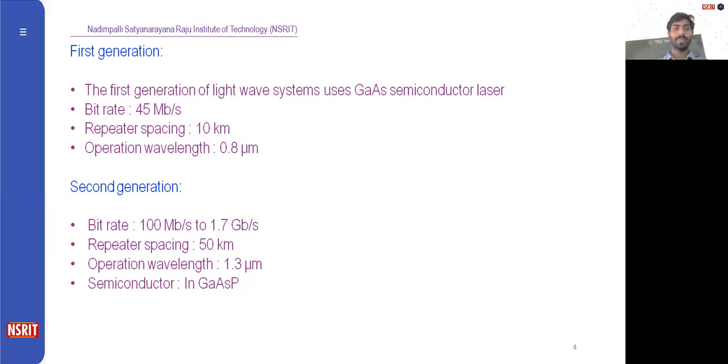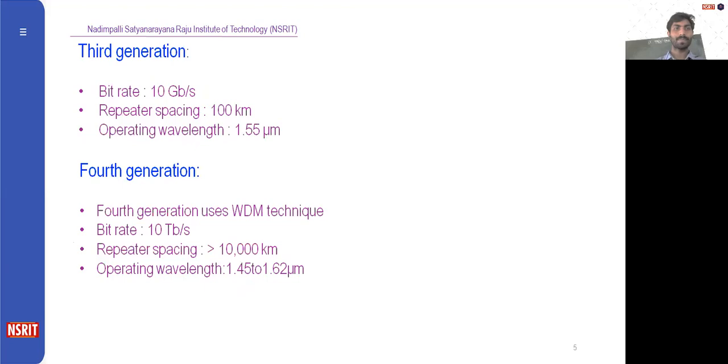Here we can place one repeater at one point and the other repeater can be placed 50 kilometers apart from this. Next, the operating wavelength is varied. That means it became 1.2 micrometers. And the semiconductor laser, which is used for transmitting, is indium gallium arsenide phosphide. Okay. Third generation. Coming to the third generation, the development is in terms of bit rate.